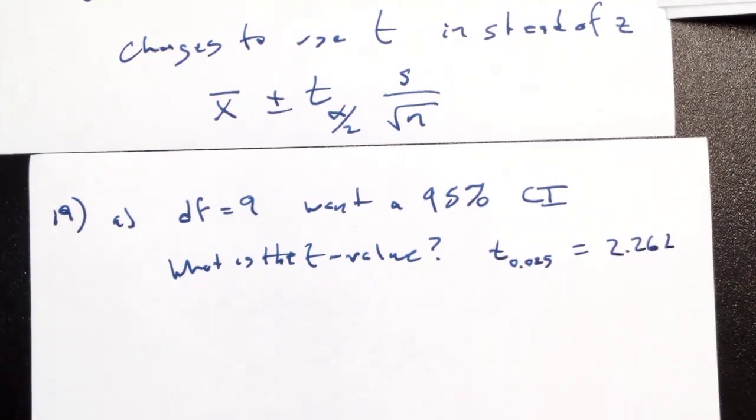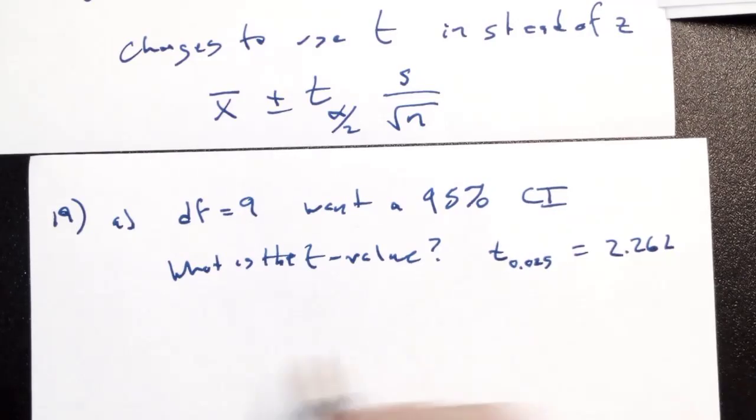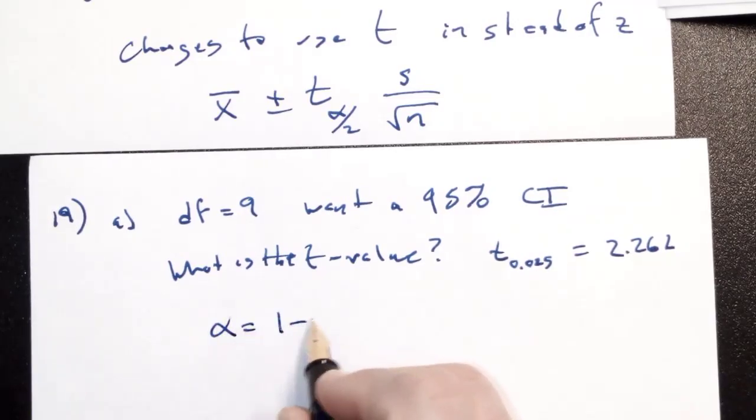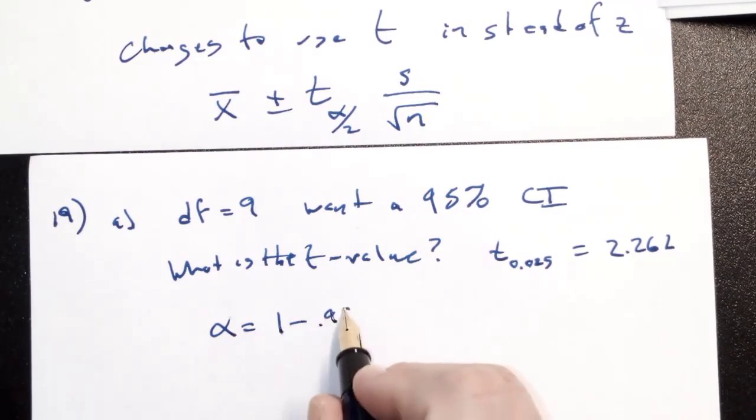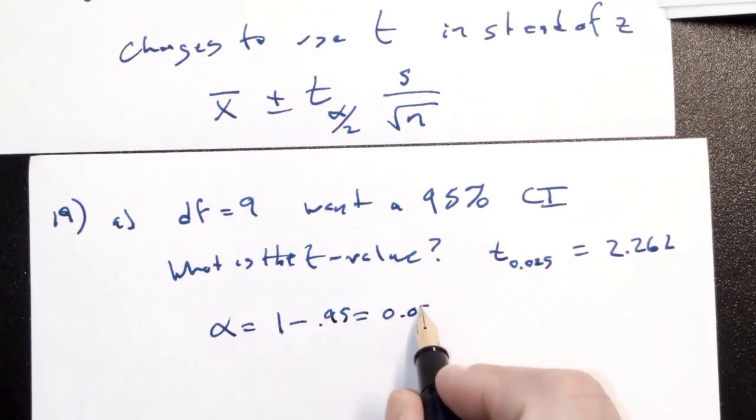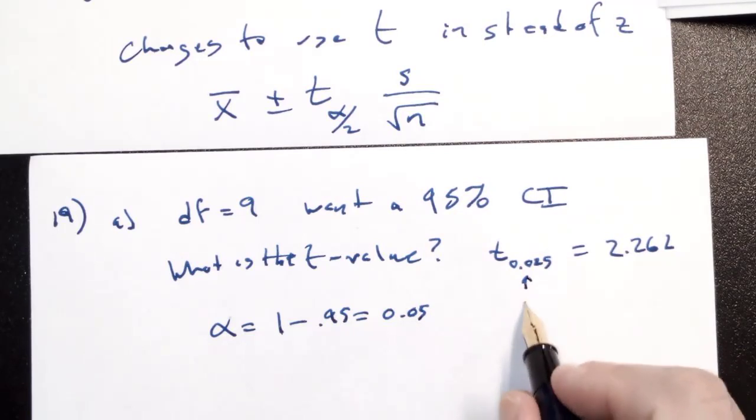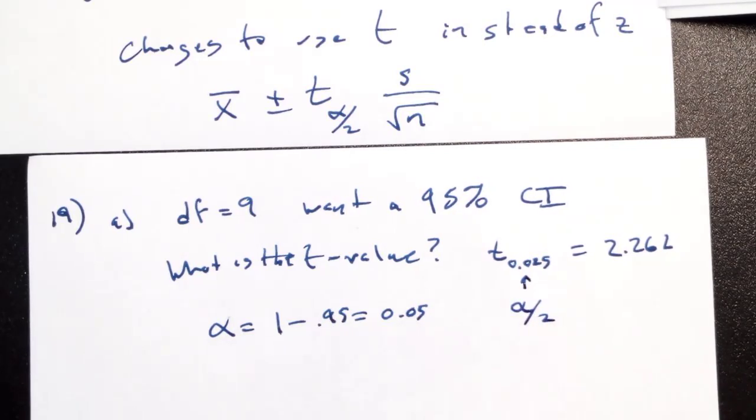I still am writing t sub 0.025. I wrote 0.025 because alpha is 1 minus our confidence level, which equals 0.05. And then this number is alpha over 2. So that's where I pulled that subscript from.